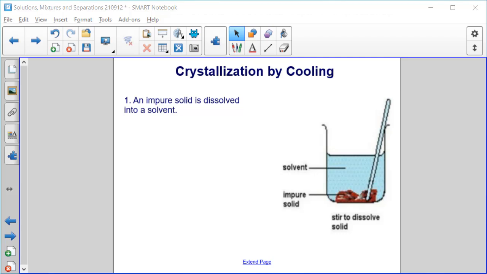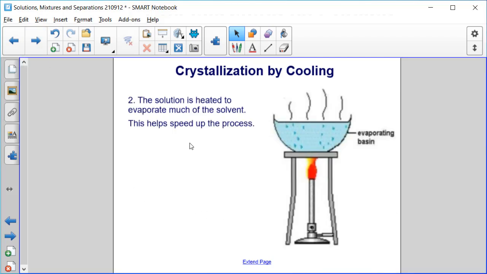All right, let's discuss the steps of crystallization by cooling. So first, we have an impure solid here, dissolved into this solvent. We just stir it up to dissolve it. Next, that solution is heated. So we put it over the evaporating dish over a Bunsen burner to heat the solution and evaporate as much of the solvent as possible. So we're just driving off some solvent particles here to speed up the process.